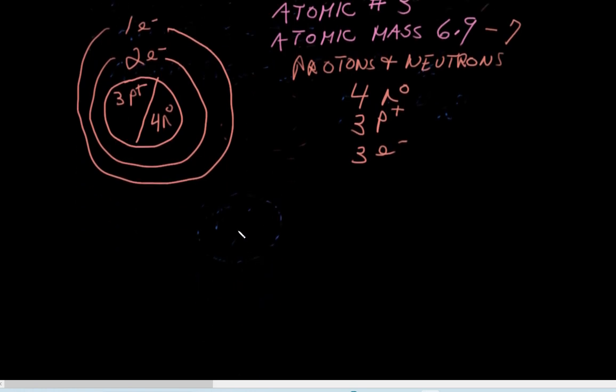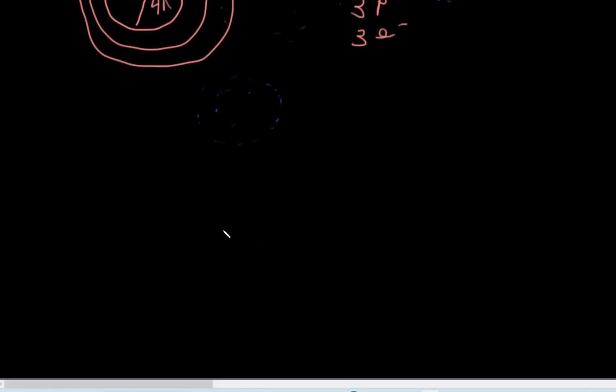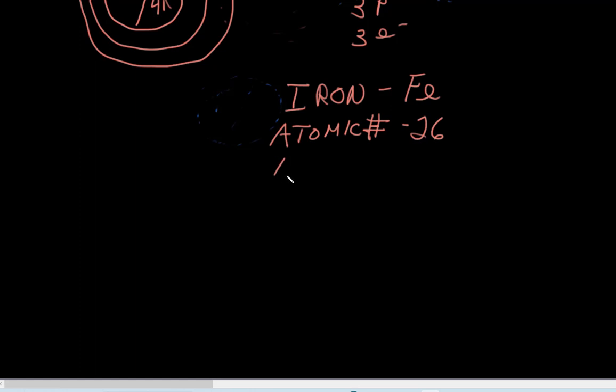Alright, let's do one more here. Let's look at iron. Iron has the symbol Fe. And again, you can get all this from the periodic table. The atomic number is 26. The atomic mass is 55.85. So we would round that up to 56.